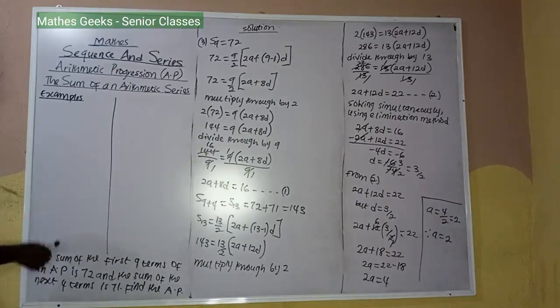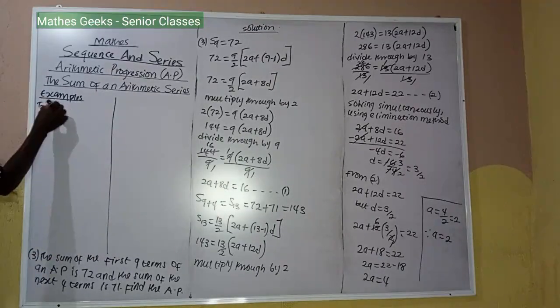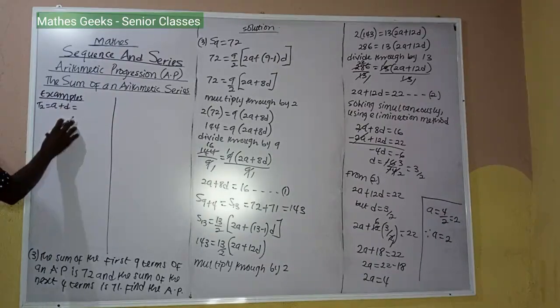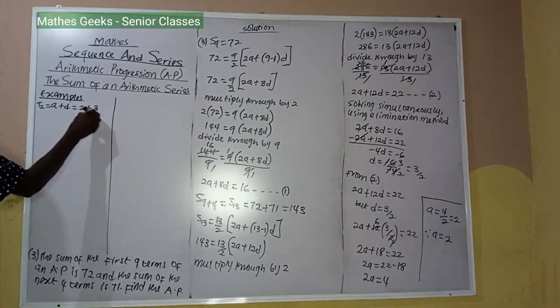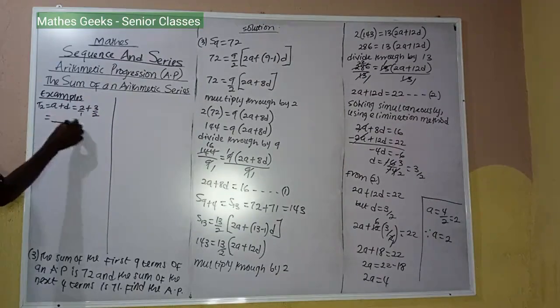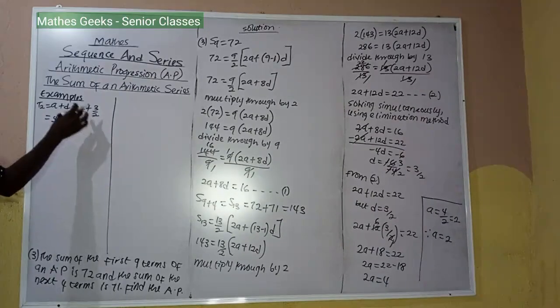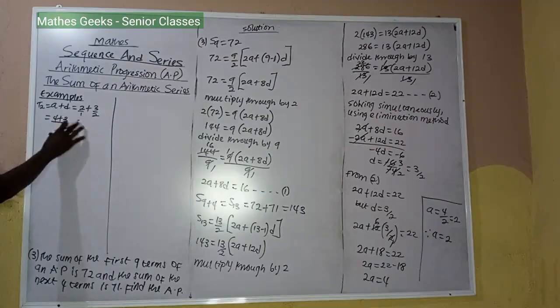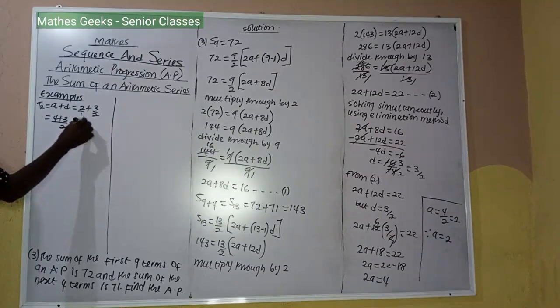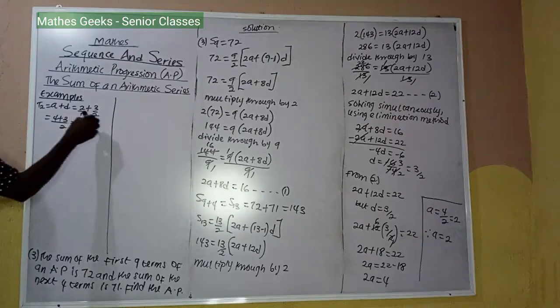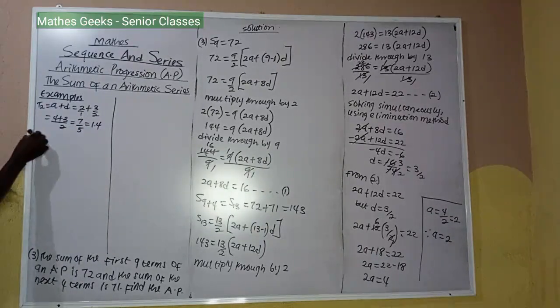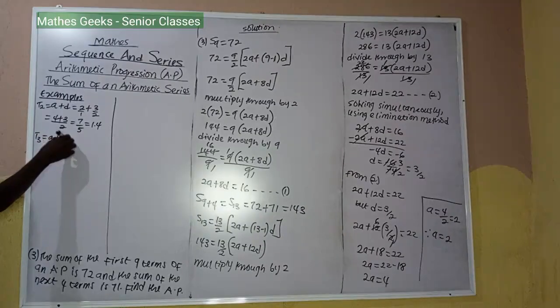So we've gotten the first term. T2 is equal to A plus D. A is 2 and the common difference is 3 over 2. That will give us 2 over 1 plus 3 over 2. LCM is 2. 2 divided by 1 is 2, 2 times 2 is 4. 2 divided by 2 is 1, 1 times 3 is 3. So 4 plus 3 is 7 over 5, which is equal to 7 divided by 5, 1.4.